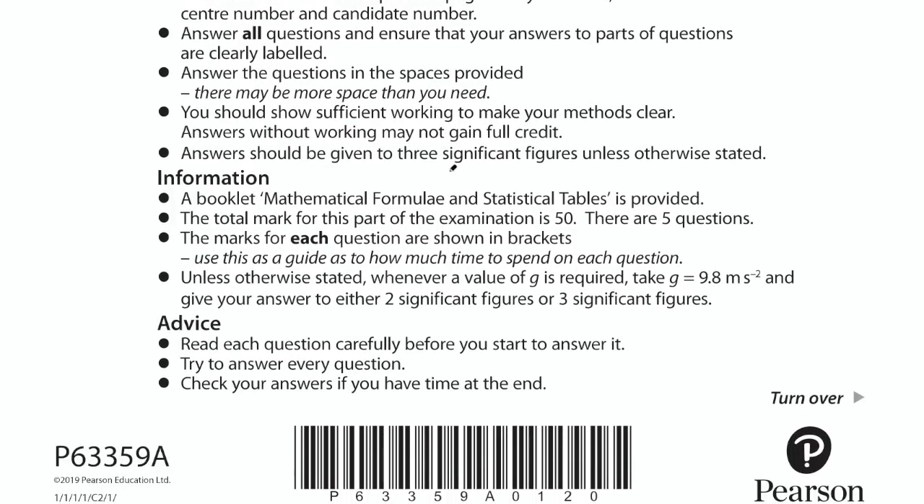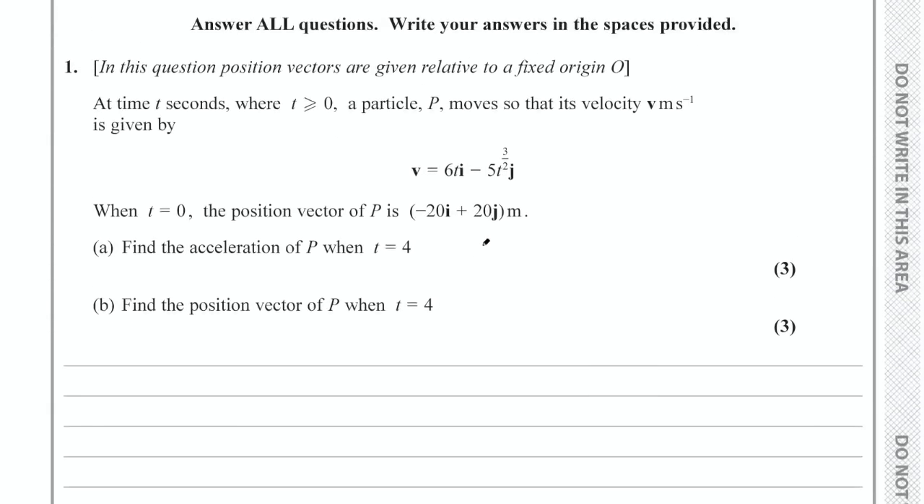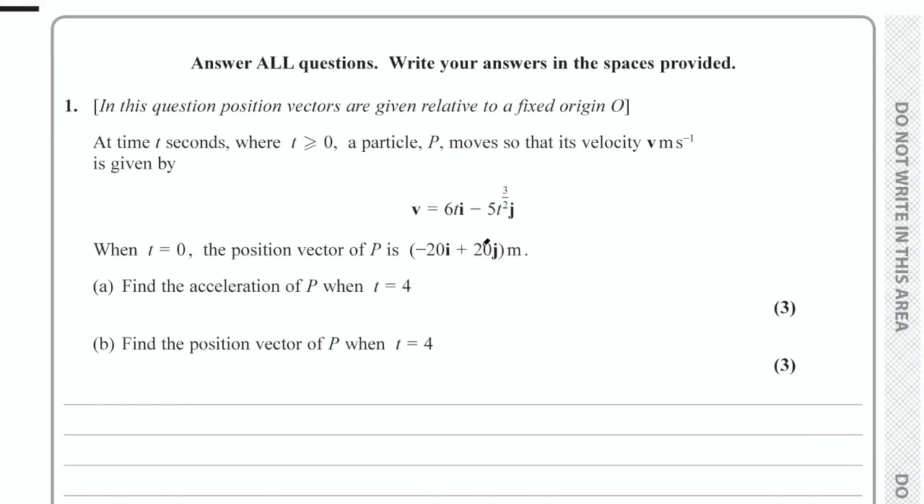It says answers should be given to 3 significant figures unless otherwise stated, and also unless otherwise stated, whenever a value of g is required, take g equal to 9.8 meters per second squared and give your answer to either 2 significant figures or 3 significant figures. So I just wanted to point out those 2 pieces of information there. So on to question 1 of this mechanics section, question 6 of the exam, if you're sitting this exam.